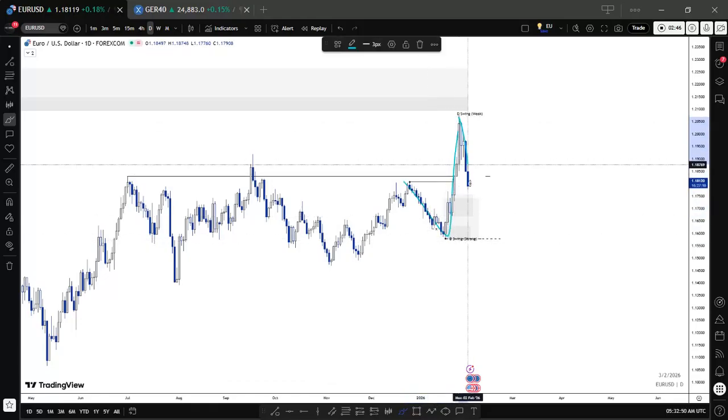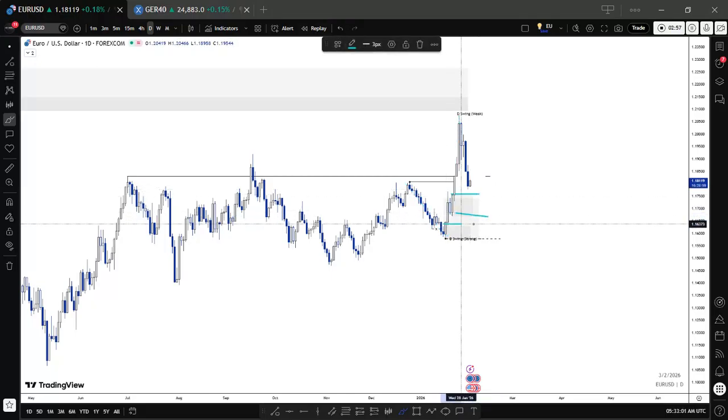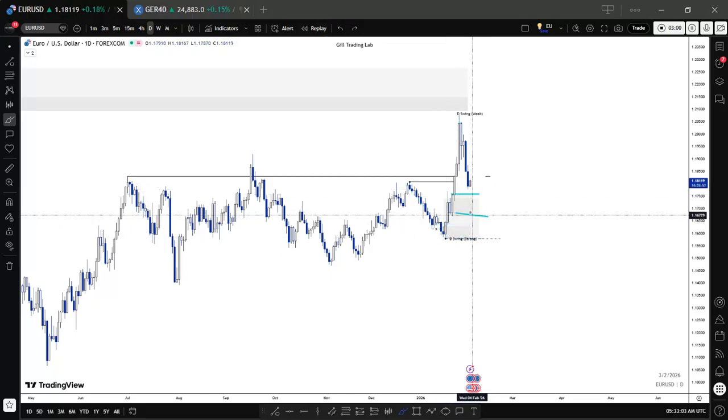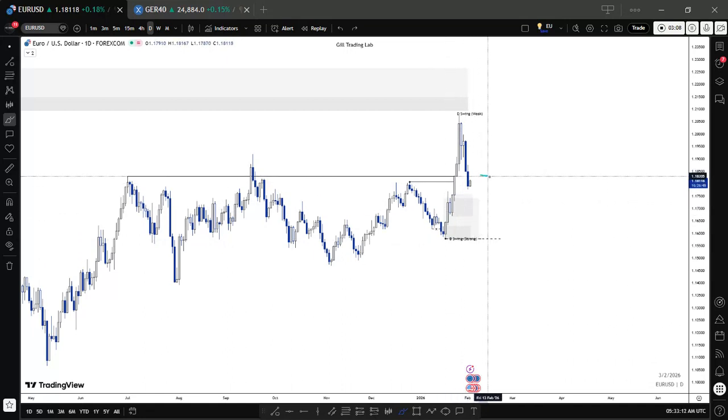Currently we are in the swing pullback phase. Price has pulled back to the EQ of the range, so we can expect the swing higher low to be formed anytime from now. So it's not a must even for price to pull back to these demand zones below. Price can still form a higher low from here. It's not a must for price to pull back to demand. So we are in the swing pullback phase.